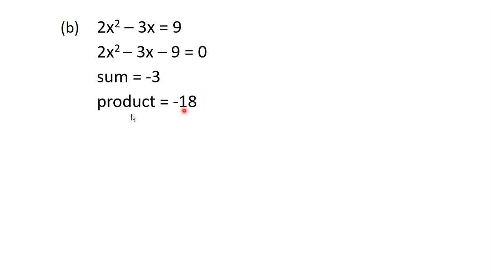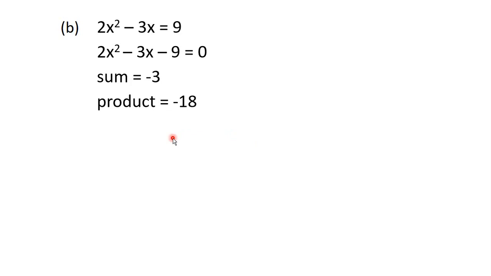Negative 56, but this is 18. Negative 18, so that's not good enough. So we can think of another number like negative 6 and 3. Negative 6 plus 3 gives you negative 3. Good. What about negative 6 times 3? It gives you negative 18. Yeah, so that is good.